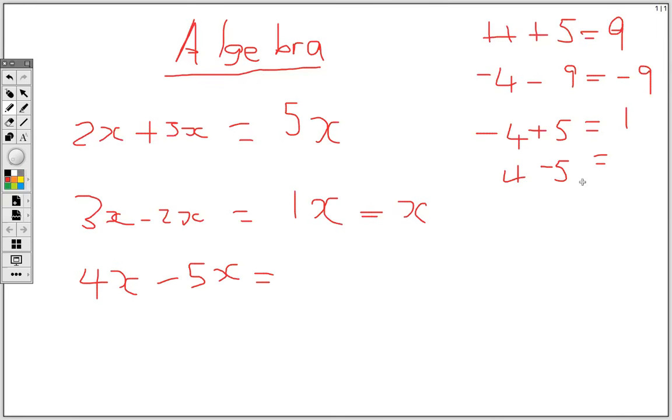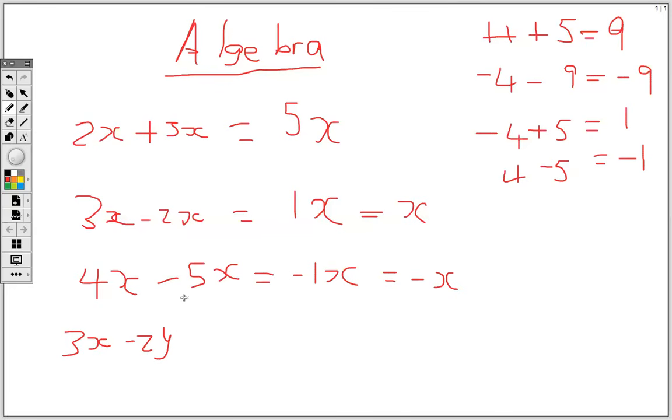here we're just going to do the same thing when we subtract. So it's 5 take away 4, I'm left with 1, but the 5 is a bigger number, so we keep the sign of the 5 on the 5, so we get negative 1. So if I have 4 take away 5, I know it's going to be minus 1x or negative x.